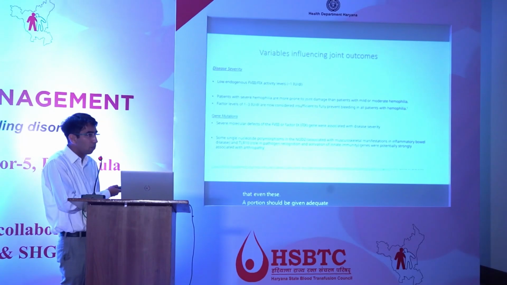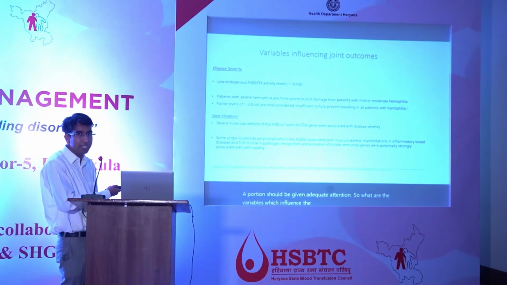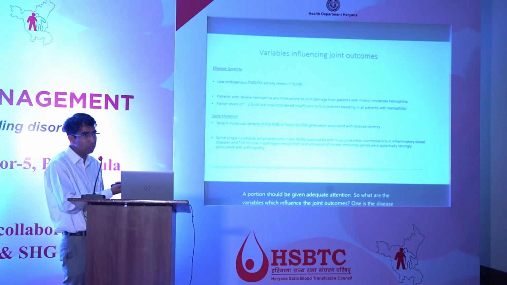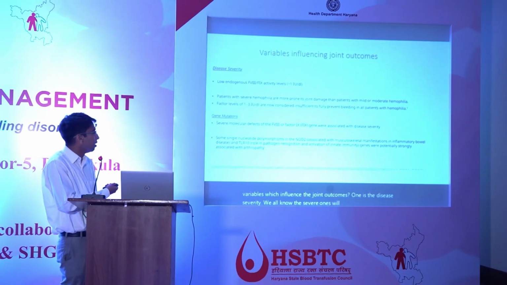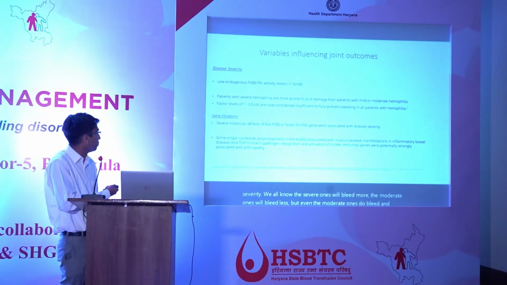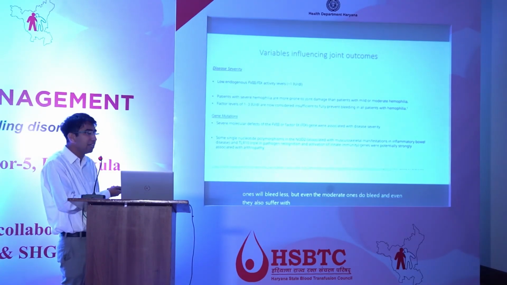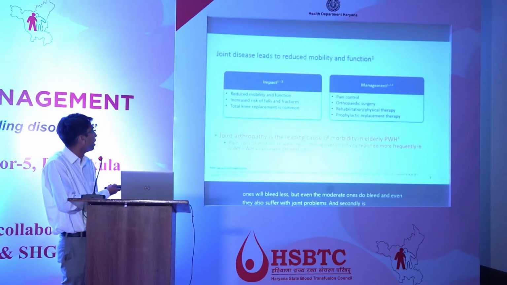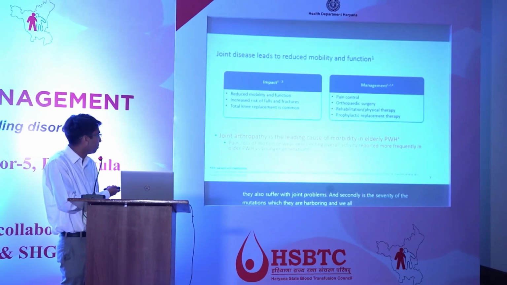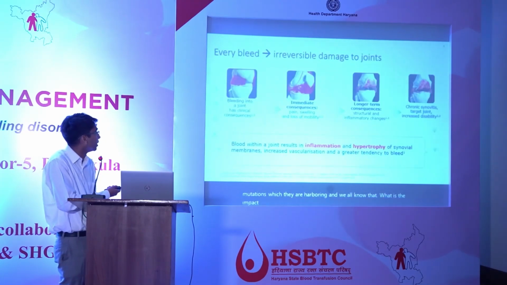So what are the variables which influence the joint outcomes? One is the disease severity. We all know the severe ones will bleed more, the moderate ones will bleed less, but even the moderate ones do bleed, and even they also suffer with joint problems. And secondly is the severity of the mutations which they are harboring. And we all know the impact of the hemophilic arthropathy.